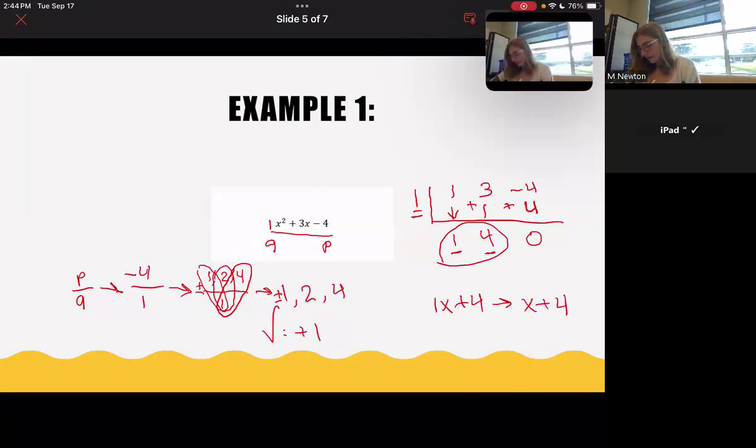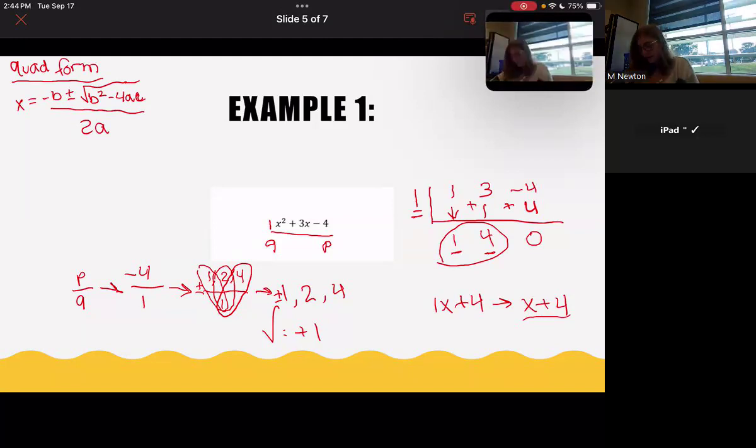And that is our equation. And then we're going to take that through the quadratic formula. So I'm going to put up here the quadratic formula: x equals negative b plus or minus the square root of b squared minus 4ac, all over 2a.